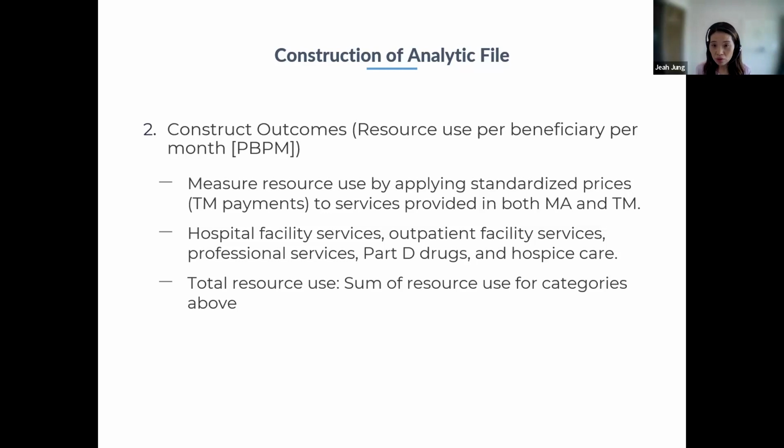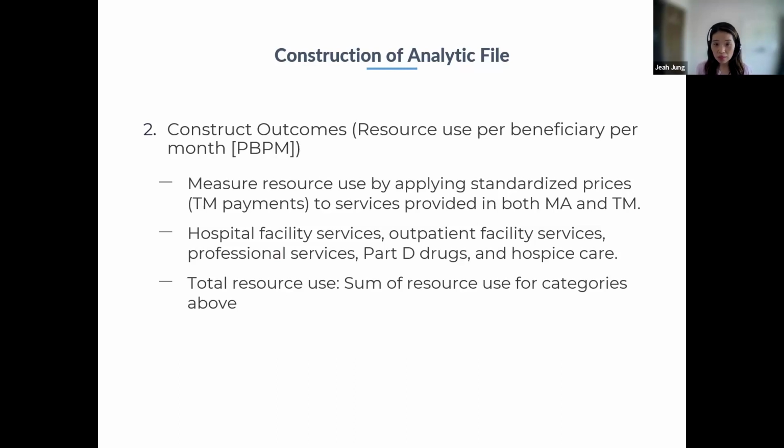But we don't have cost or payment information in MA data. So we assigned TM payments, the traditional Medicare or fee-for-service payments, to services provided in both MA and TM. On the TM side, it's pretty similar to what they actually were paid. Not exactly the same, but their payment. On the MA side, with no cost information, we simply assign based on HCPCS or DRG code, depending on service type. So we applied these standardized prices, which are TM payments, so that we can combine the resource use or cost across the different types of services. So we can have some dollar terms, right?